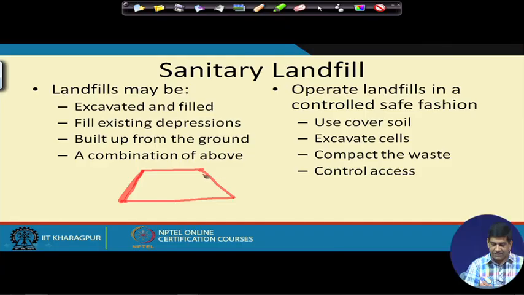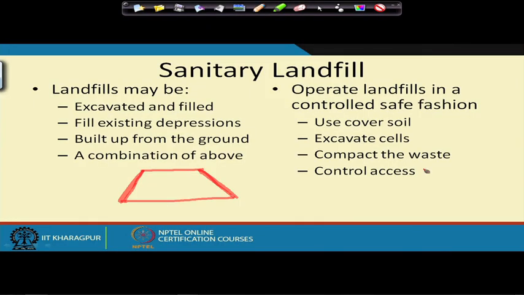So there has to be structural stability of this landfill structure. Otherwise you will have a failure, a landfill failure. So to prevent that, we need to compact the garbage, to make it compact and close, so that our c and phi values are good, and the landfill does not collapse on its own.